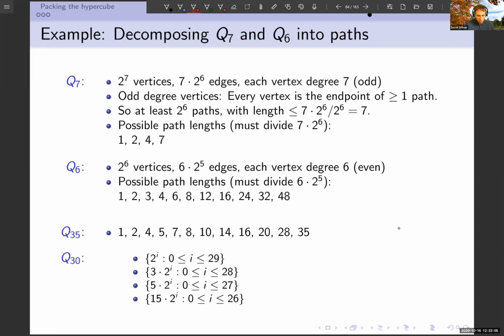Just to give another very concrete example: for Q35, I only have to worry about path lengths up to 35, whereas for Q30, there are over 100 path lengths I need to worry about. Some are quite long. So this is the first glimpse into why the even case is harder.